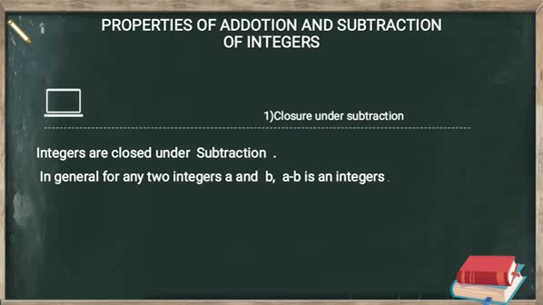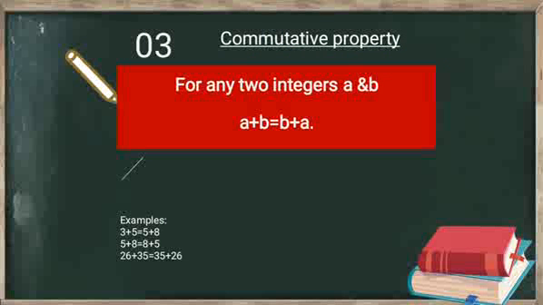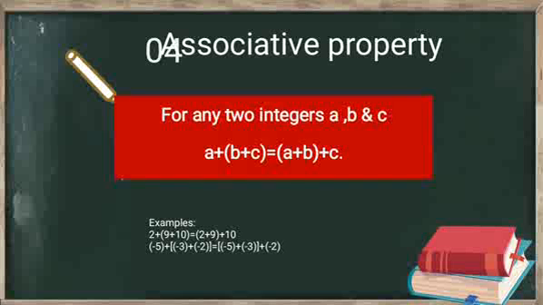Then third property of addition and subtraction is commutative property. For any two integers a and b, a plus b is equal to b plus a. Example: 3 plus 5 is equal to 5 plus 3 is equal to 8. Second example is 5 plus 3 is equal to 3 plus 5. Fourth property is associative property. For any integers a, b and c, a plus (b plus c) is equal to (a plus b) plus c. Example: 2 plus 9 plus 10 is equal to 2 plus 9 plus 10 is equal to 22.